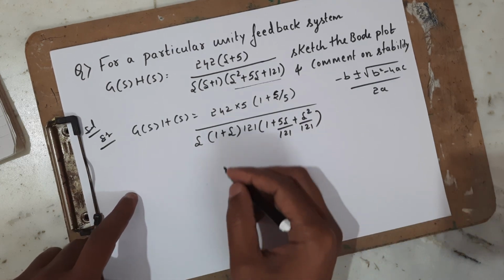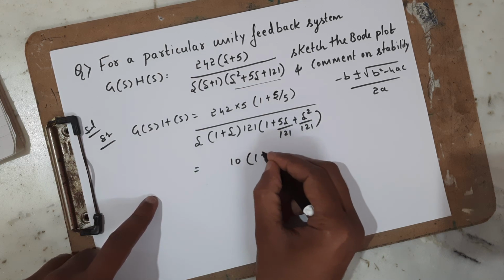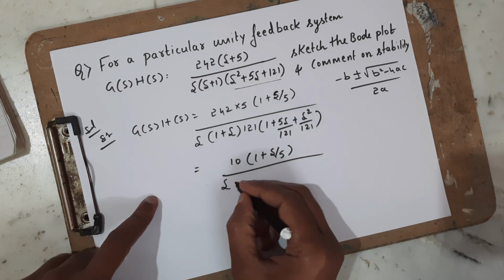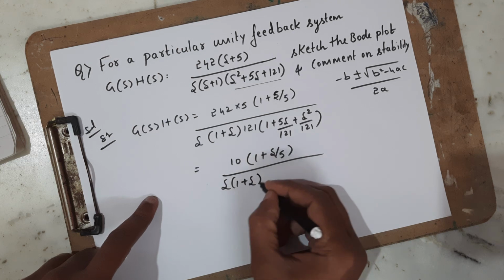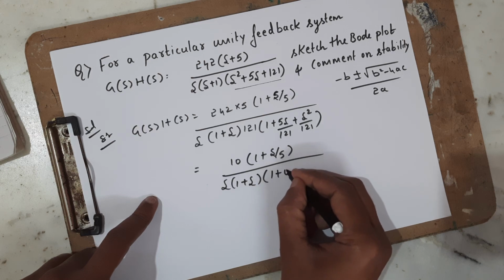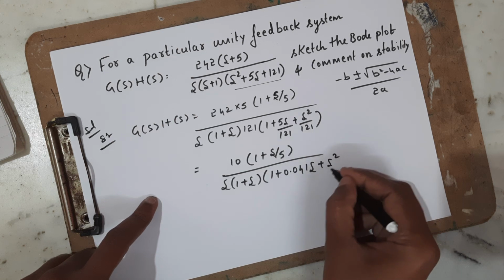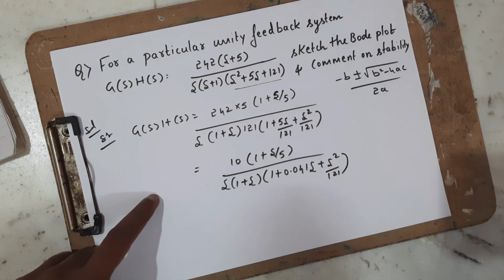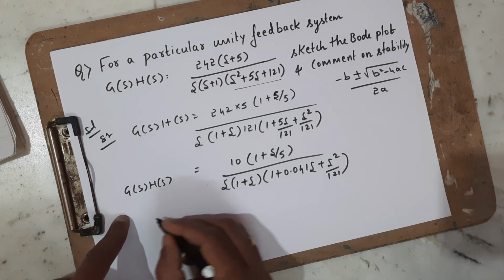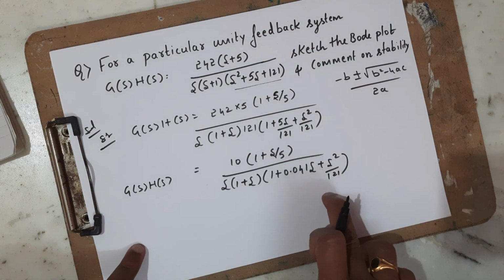Okay. So next, if I simplify this, I got 10 into 1 plus s by 5 divided by s into 1 plus s into 1 plus 0.041 s plus s square by 121. So this is g of s into h of s in the time constant form. Okay, so this is the standard form. So I have converted this into a time constant form.